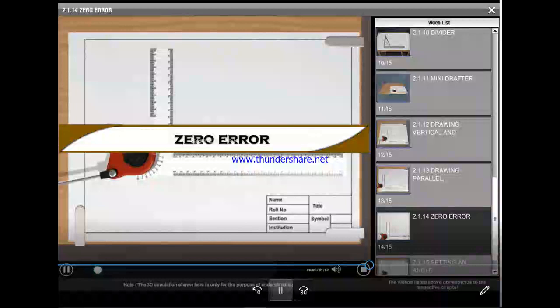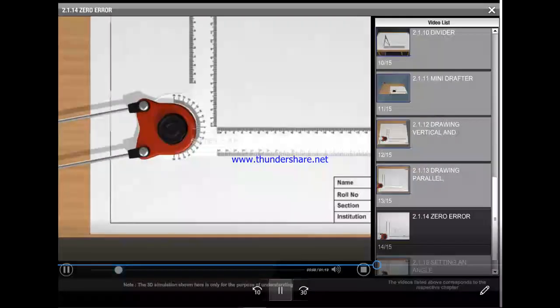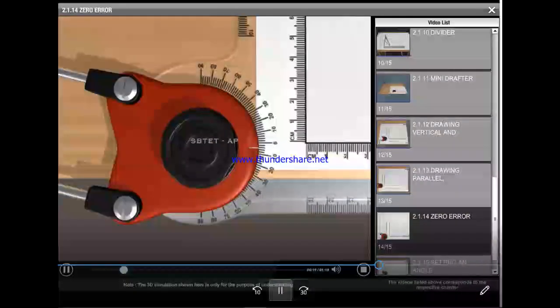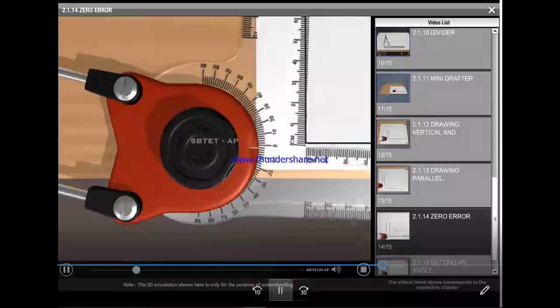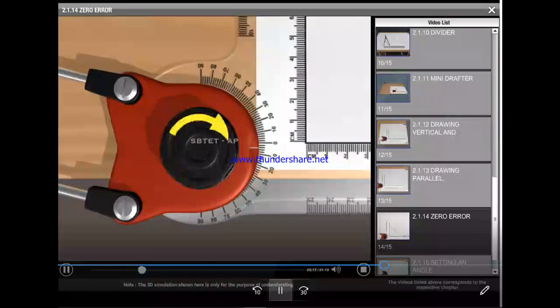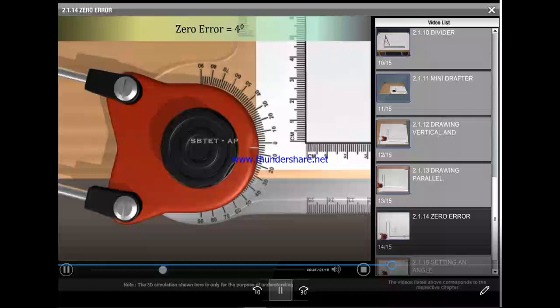In this video, we will see what is zero error and how to avoid such error. Before using the mini drafter, it should be checked for zero error. If one edge of the mini drafter coincides with the trimmed edge of the drawing sheet, the pointer should read 0. Otherwise, it shows zero error. Now it shows an error of 4 degrees in one direction.